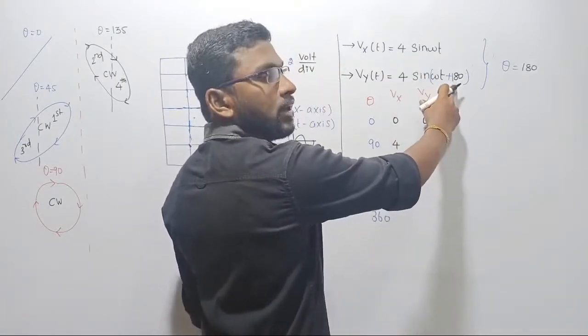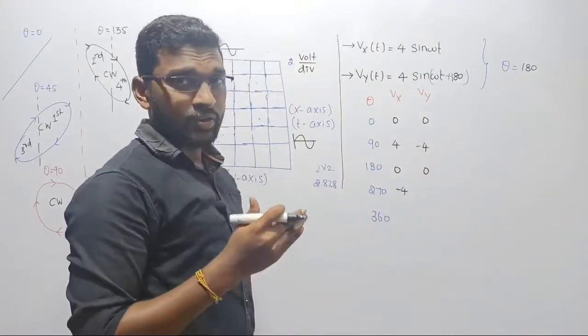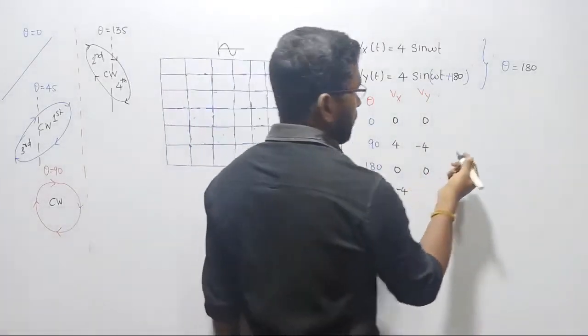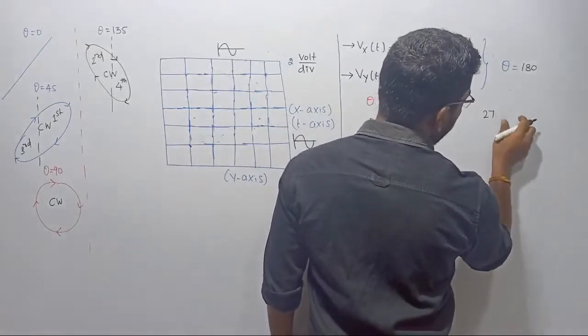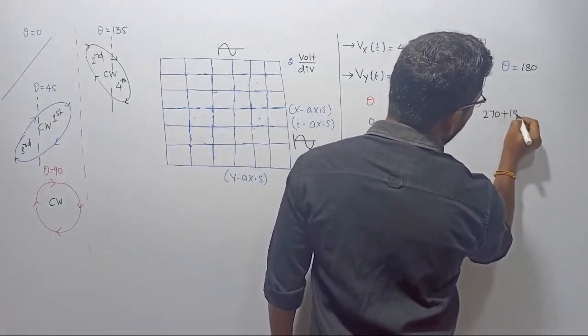270 plus 180, that is, see, listen. 270 plus 180, wait a minute, let me break it. Actually, it is 270 plus 180, right?